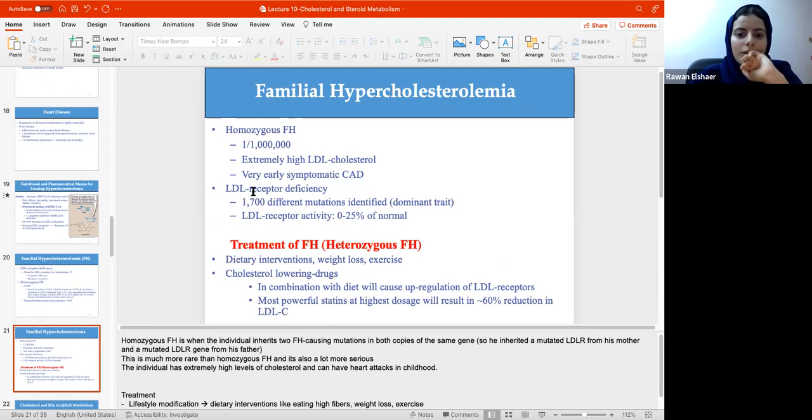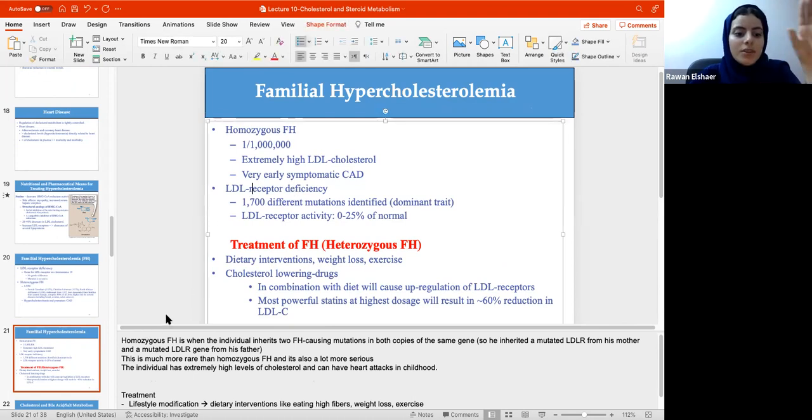Honestly, I don't think you need to know the details. I added some details about the genes that are associated with it. There are like 4 genes in the notes, so you can read about them. But I think you mainly need to know that it's autosomal dominant, and the homozygous form is more severe. And this one is the LDL receptor.